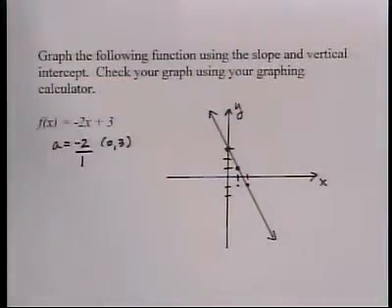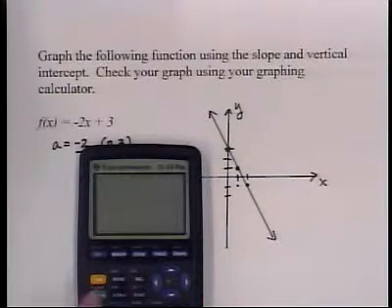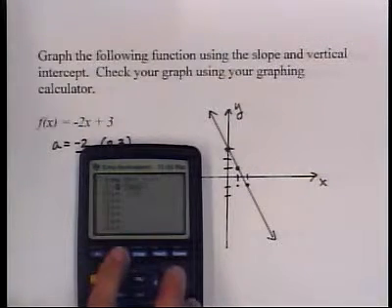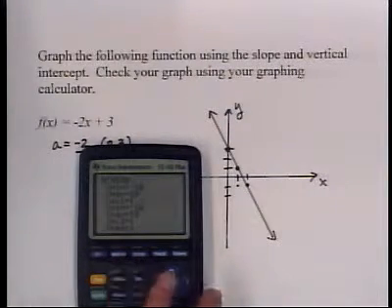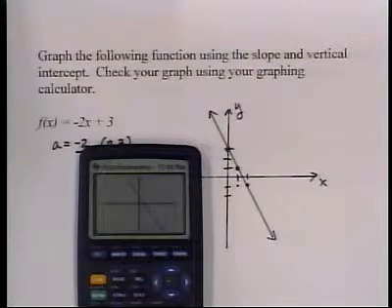Now I want to check that using my graphing calculator. So let's go to the calculator and push y equals to get in graphing mode and enter negative 2x plus 3. Let's check what window we have set, and we have a standard window, so I'll push graph, and that looks very much like the line that I graphed by hand. Let's try another.